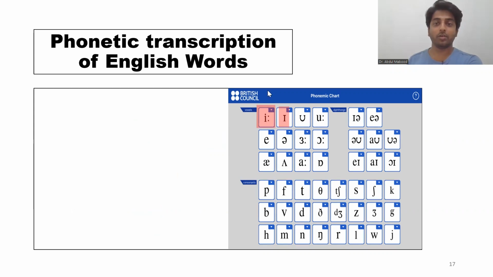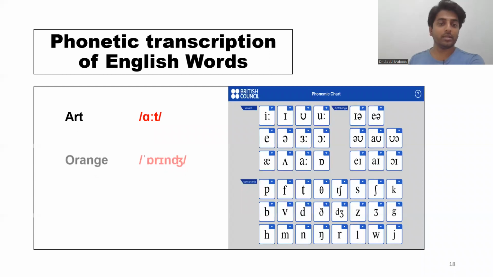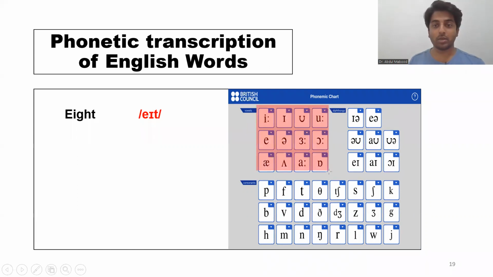Okay, next we have sounds like and, then America, then ultra, then all. Then we have art, then orange, then all, then and. Next, eight. These are the diphthongs. So earlier those were monophthongs, and now these are the diphthongs. I hope you remember monophthongs are those vowel sounds which have only one glide. Here, see, all these sounds are monophthongs because they have a single glide.